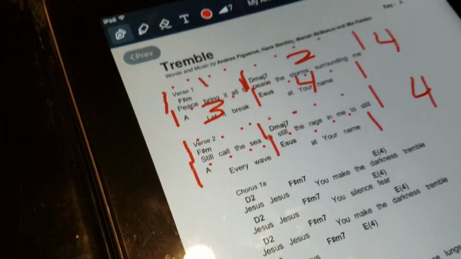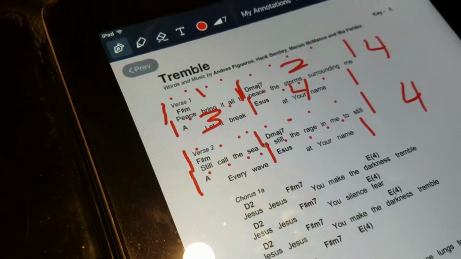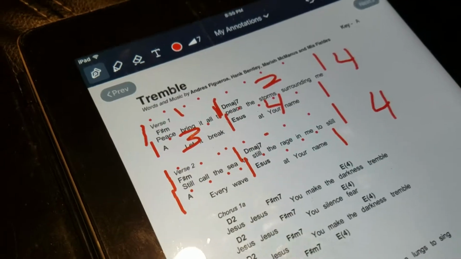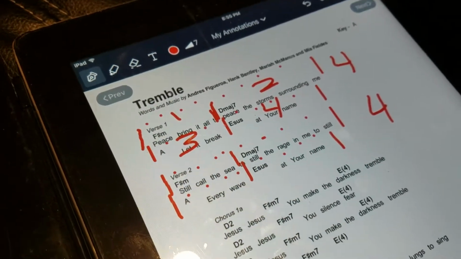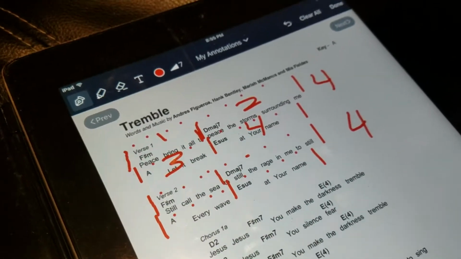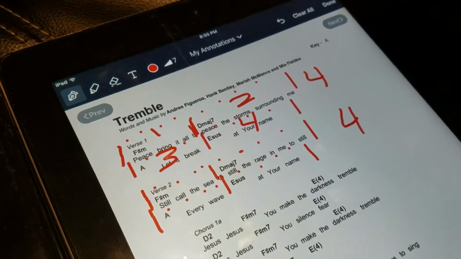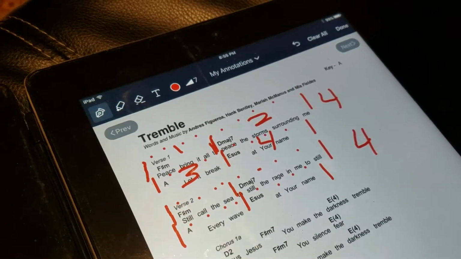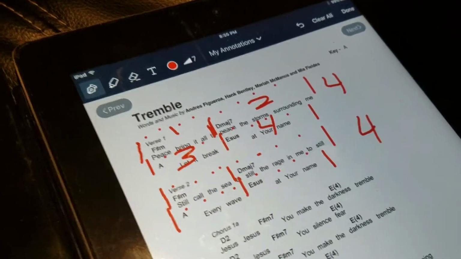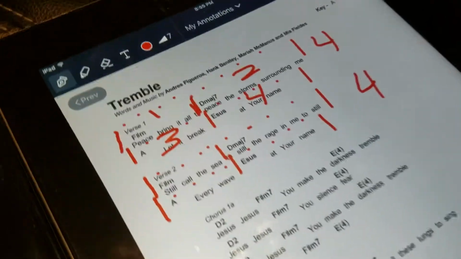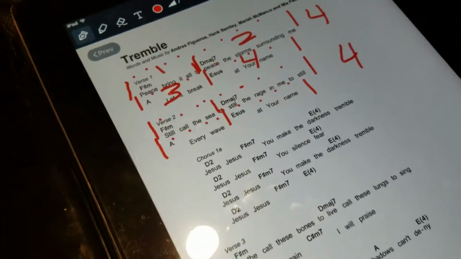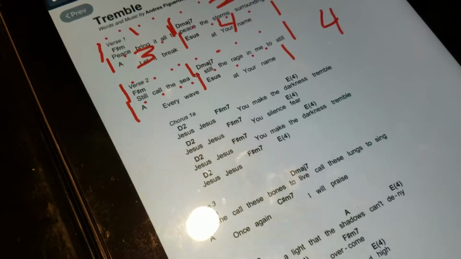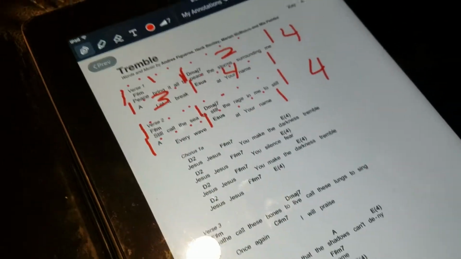Still to call the sea to still, rage in me to still, every wave, 4, change at your name, 4. So like basically you're only singing on the 1 and up to the 4. But okay. So we've hashed that out.